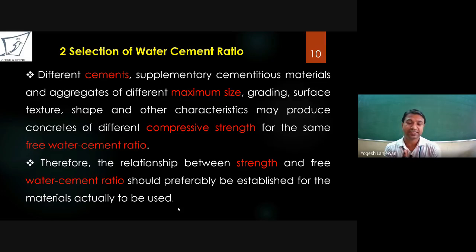Now, if we change this context, whether it is the cement or the coarse aggregate, it affects the concrete. And if we take the same water cement ratio for different cements, let us consider OPC and PPC, and different sizes of aggregate, it affects the concrete. Therefore, the relationship between the strength and free water cement ratio should preferably be established for the materials actually to be used.